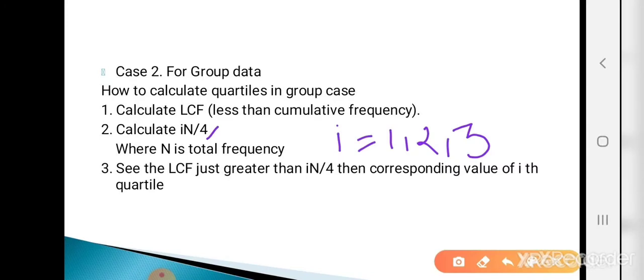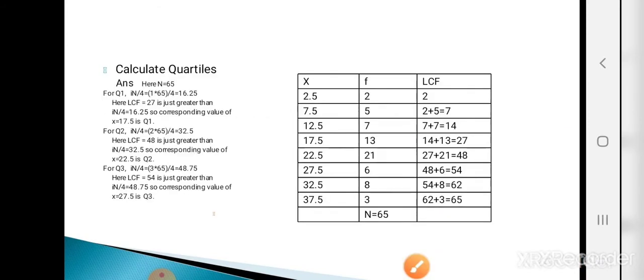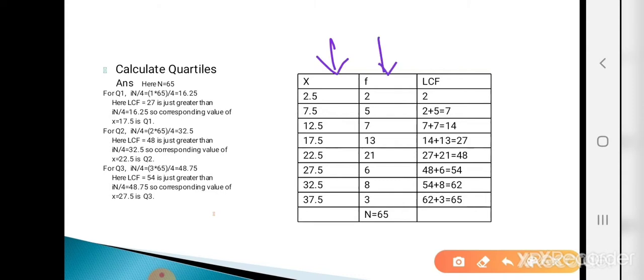Okay, now last step 3. See the LCF just greater than iN divided by 4, then the corresponding value of X is the ith quartile. Now see in the example, here the data we are given, X along with their frequency, is called group data. So for calculating the quartiles in the group case, the first step is to calculate LCF.